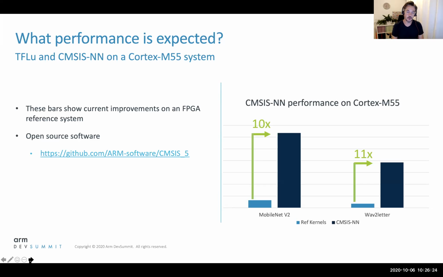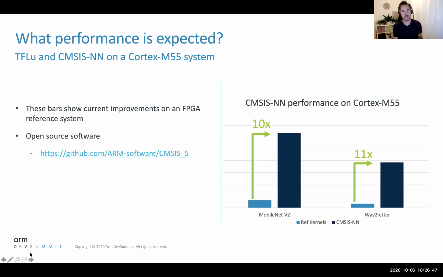In these slides, we show the performance improvements of an M55 on a couple of popular networks, MobileNet V2 and Wav2Letter. And as you can see, we get about 10 to 11 times performance uplift on these 2 networks.